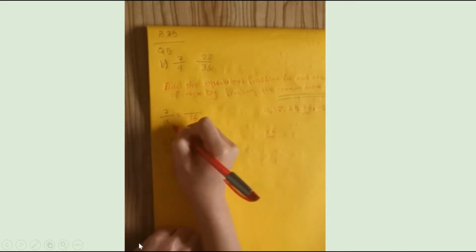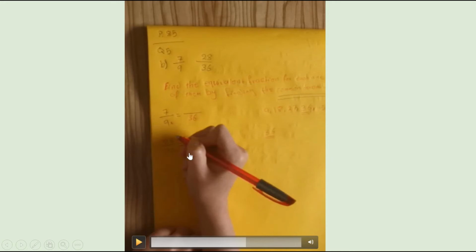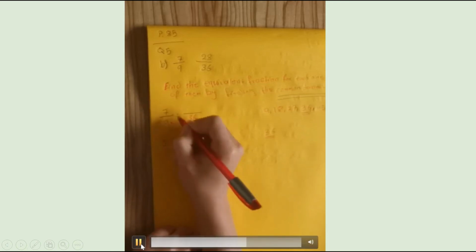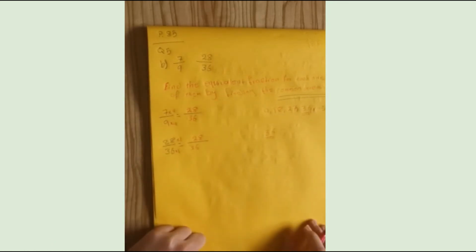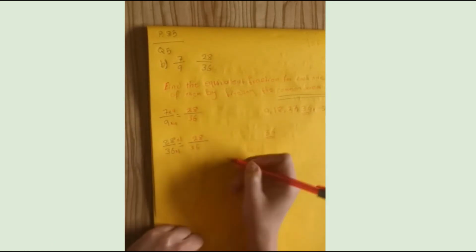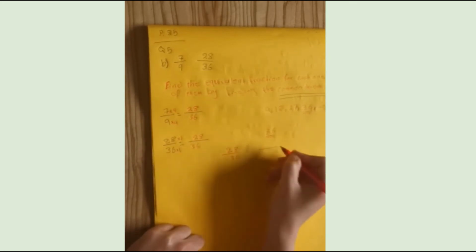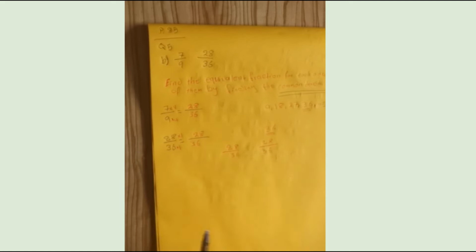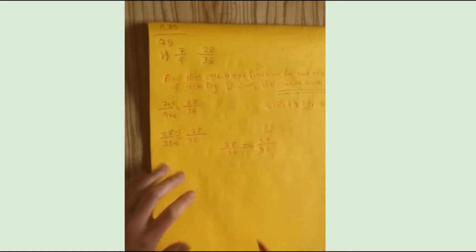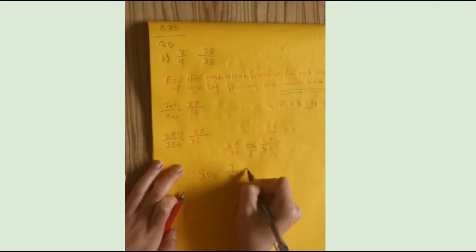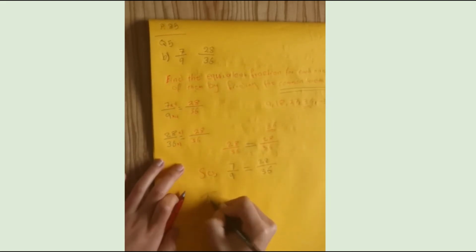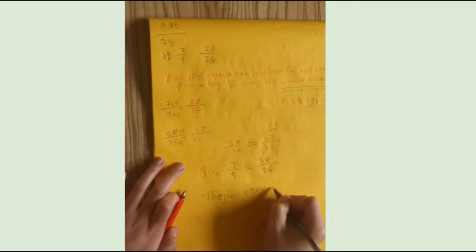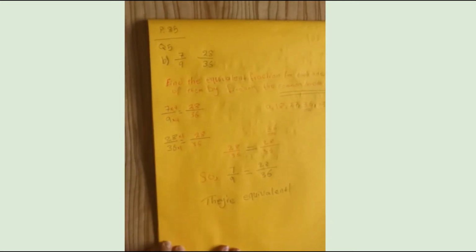Now, how did we end up with 36? Because 36 times 1 equals 36, and 28 times 1 is 28. And how did we end up with 36 here? Because we multiplied 9 with 4. 9 times 4 equals 36, and 7 times 4 equals 28. Now you notice we got the same fraction, 28 out of 36, and they are equal to each other. Now we know 7 out of 9 is equal to 28 out of 36, and they are equivalent.